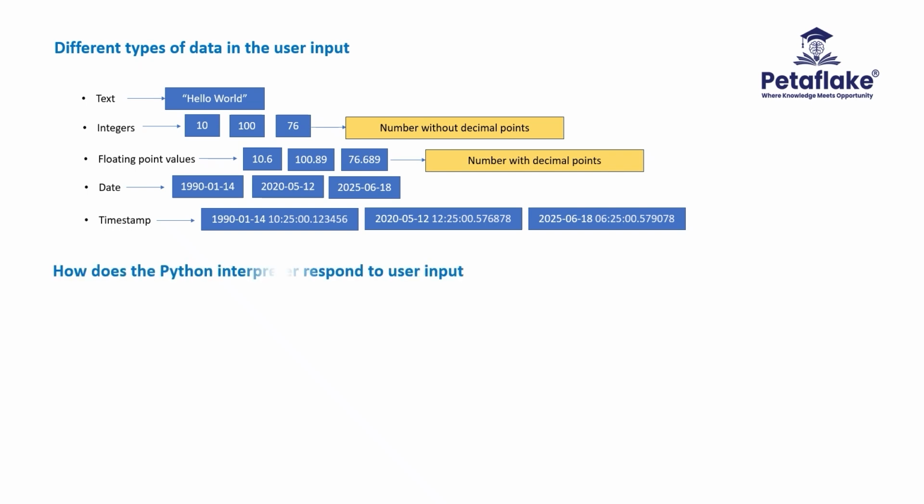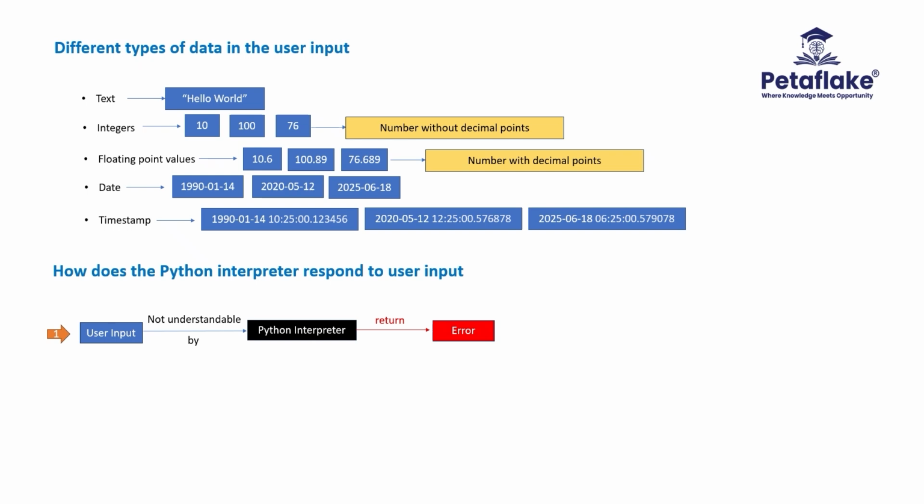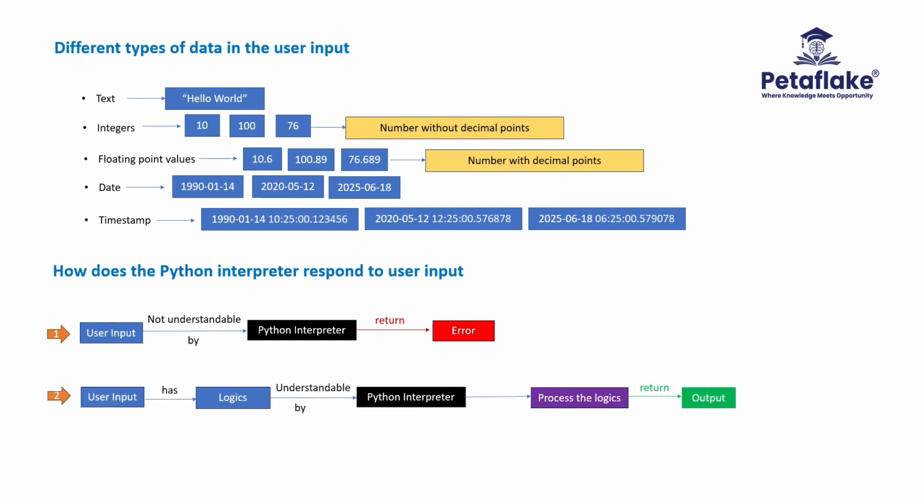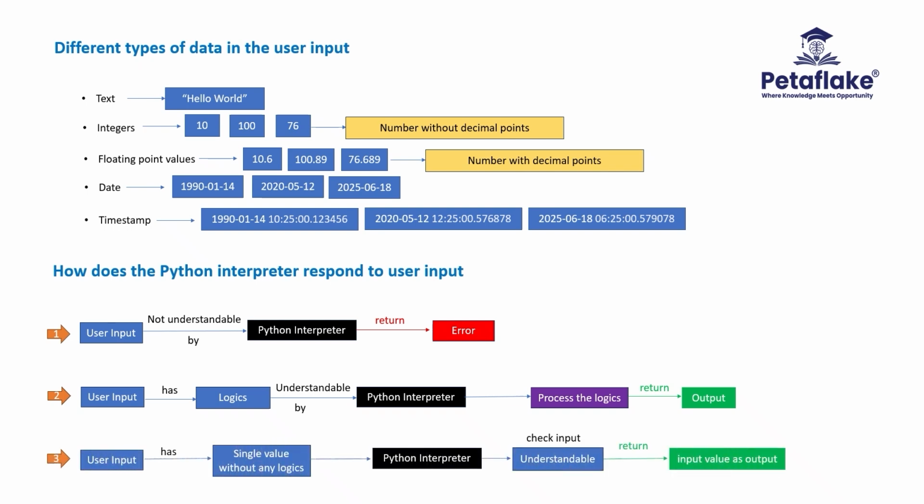Python interpreter is designed in such a way that if the user input is not understandable by Python interpreter, then Python interpreter throws an error. If the user input has any logic and the input is understandable by Python interpreter, then the interpreter processes the input without any errors and returns the output to the user. If the user input is just a single value without any logic, then the interpreter simply checks whether the given value is understandable. If yes, then the interpreter returns the same value back to the user.